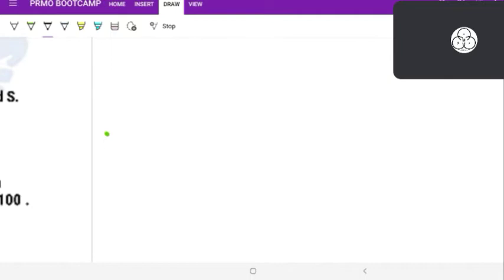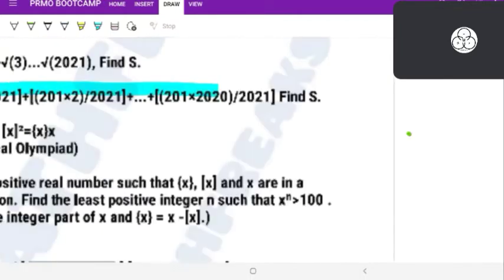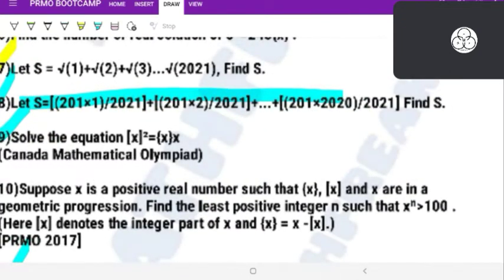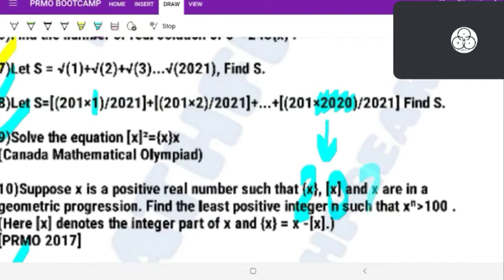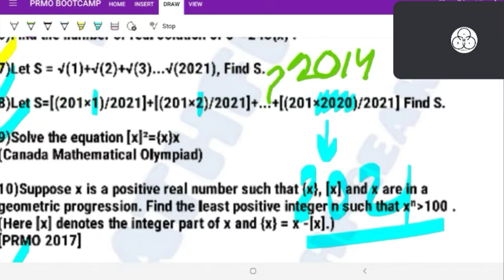Just simply see some facts here. It is following a certain pattern. 201 into 1 into 2020, not up to 2021. What might be the reason? The reason is very simple. This 1 plus 2020 equals 2021. Similarly, here is 2 and the term here is 2019, before this term. So this 2 plus 2019 is again 2021. So this is one pattern.